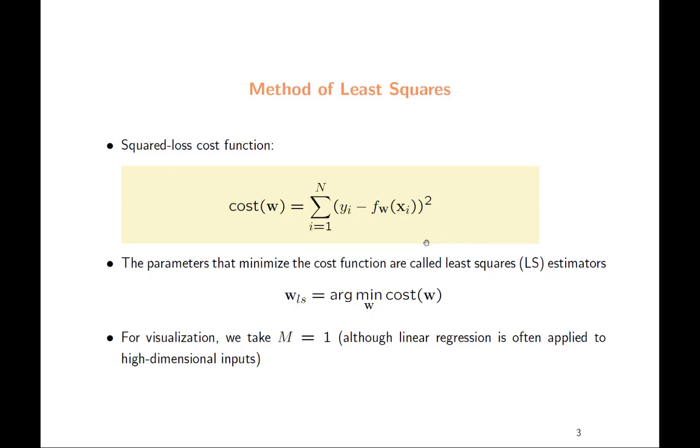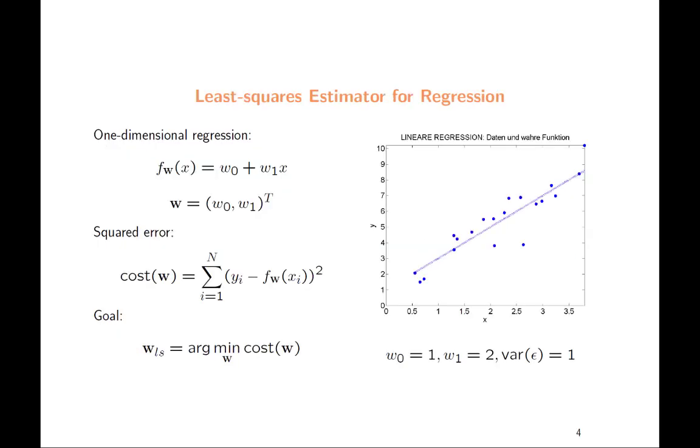So for visualization, we take m equals 1, so there's only one input. Of course, linear models are typically applied to high-dimensional problems. So here, our model is W0 plus W1x. So we have two parameters, one for the offset, one for the actual input. The cost is simply the difference between prediction and actual data point to the power of 2.